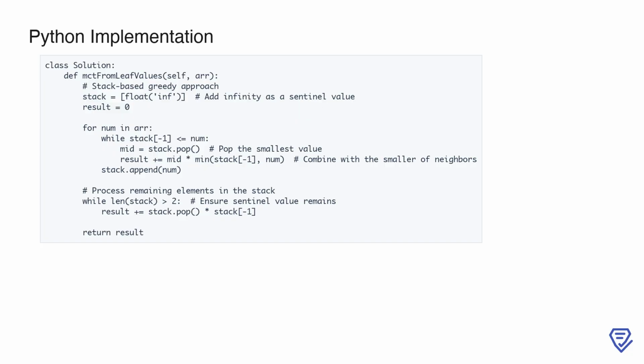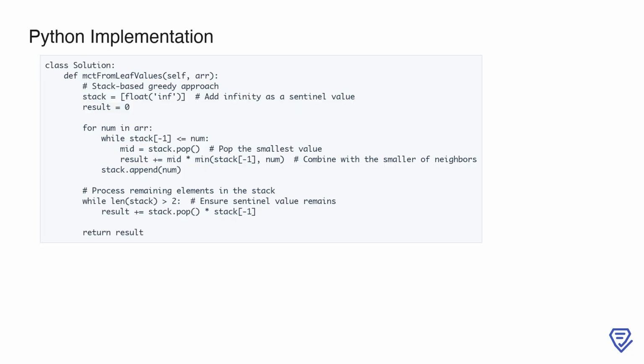Once all numbers are processed, the stack may still contain elements that need merging. We process these remaining elements by repeatedly popping the top value and combining it with the next top value, adding the product to the result. This continues until only the sentinel value and one element remain. The function returns the total result, which represents the minimum cost to build the tree.